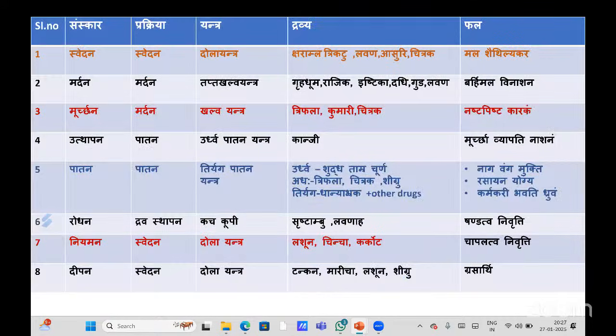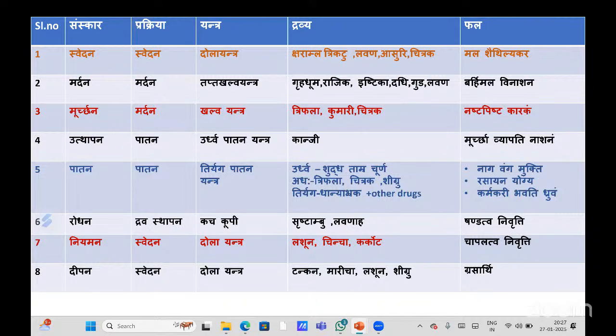This is the Ashta Samskara in a single chart that I am explaining. If you know this chart, you will understand these 8 samskaras very easily. Okay, so first is the serial number 1 to 8 samskaras. Second is the samskara name, that is Svedana, Mardana, Murchana, Uttapana, Patana, Rodana, Niyamana, and Deepana. In a similar way, the prakriya, or the procedure, which type of procedure is followed: the Svedana procedure for Svedana Samskara, the Mardana procedure for Mardana, in a similar way till the Deepana Samskara.